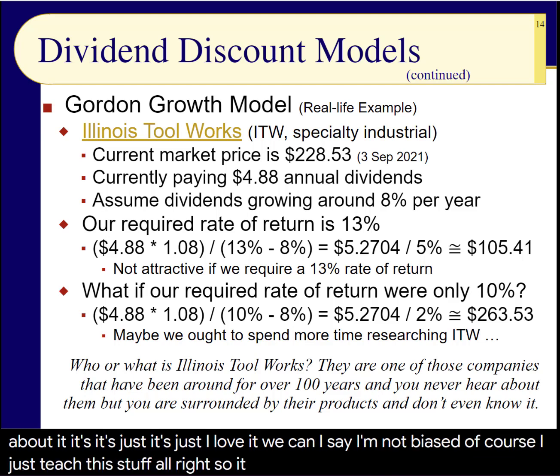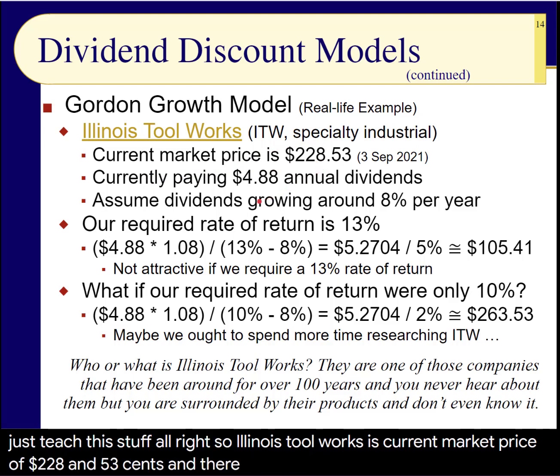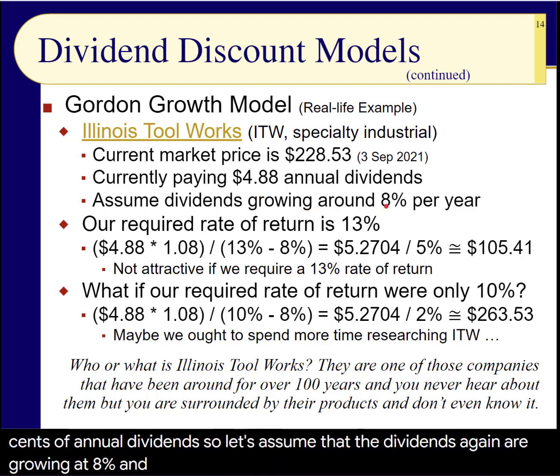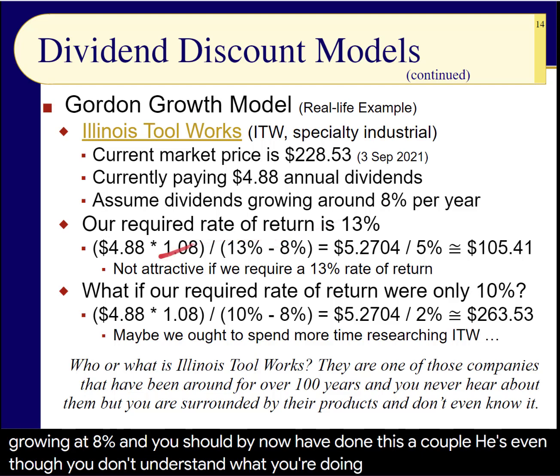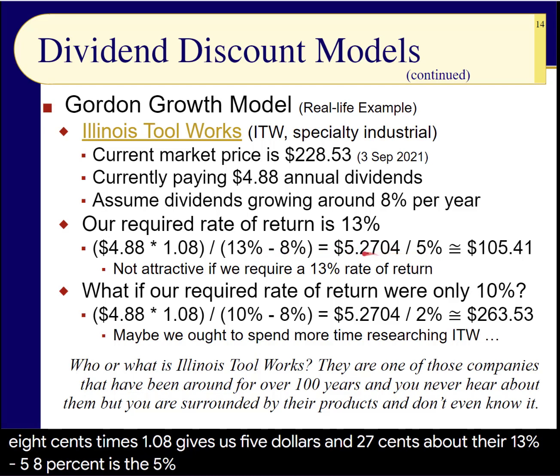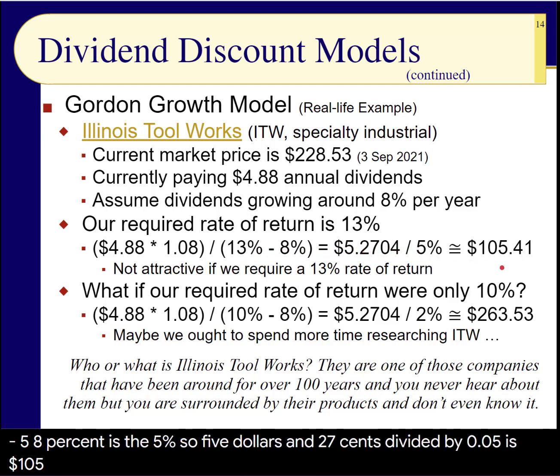All right, so Illinois Toolworks is at a current market price of $228.53, and they're paying $4.88 of annual dividends. So let's assume that the dividends, again, are growing at 8%, and you should, by now, have done this a couple of times, and you realize that the calculations are pretty easy, even though you don't understand what you're doing. $4.88 times 1.08 gives us $5.27, about there. 13% minus 8% is 5%, so $5.27 divided by 0.05 is $105, not so good.